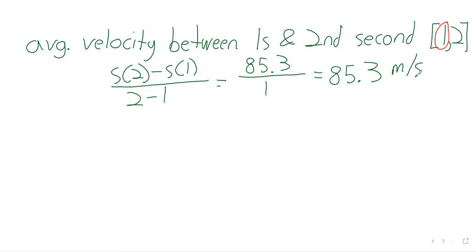Based on that line of reasoning, this 85.3 can be thought of as an approximation of the velocity that we're looking for. It's not going to be exactly it, but it's maybe going to be sort of in the ballpark. Based on that idea, does anybody have a suggestion of how we could get a better approximation? Well, that's fine. Let's ask ourselves, why is this just an approximation? Why is this not the velocity we're looking for?